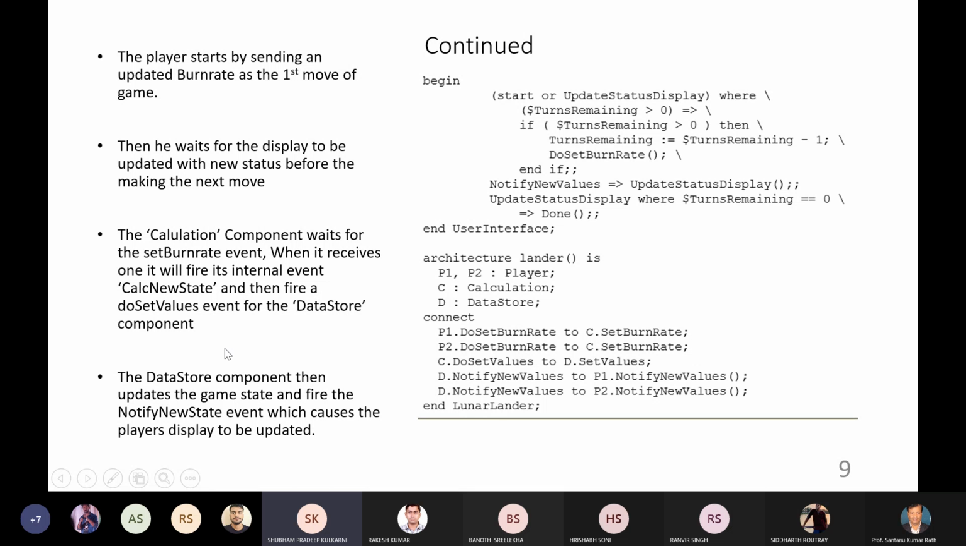So the data store component then updates the game state when it receives the do set value event from the calculation component, and then the data store updates the game state and fires the notify new state event, which causes the player display to be updated. And once the player's display is updated, now the player is ready to play the next move. All these things happen in a very fast and concurrent way. So it has to happen fast so that the player does not feel any lag in the game.